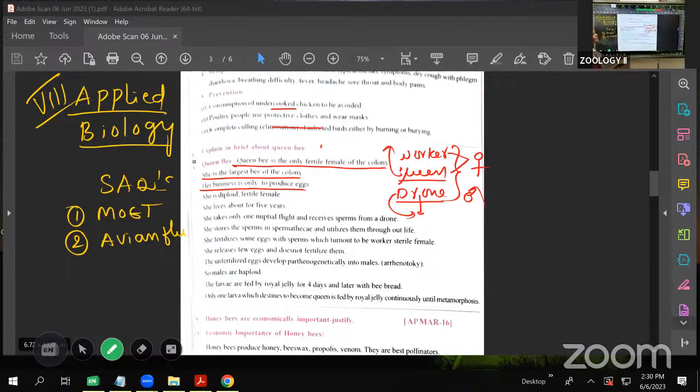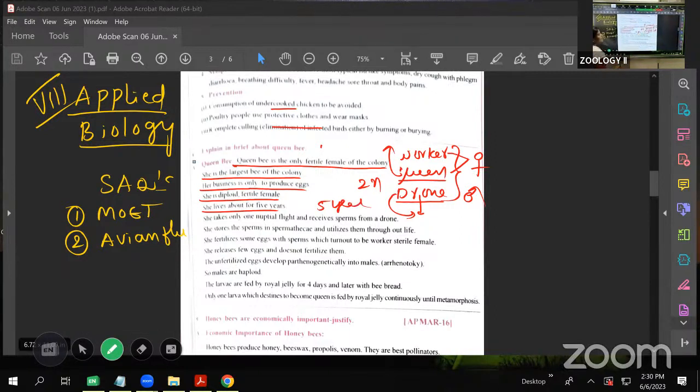She is diploid, formed from a fertile egg. The queen is the diploid fertile female. Next, how long does she live? What is the lifespan of the queen? The lifespan of the queen is 5 years.